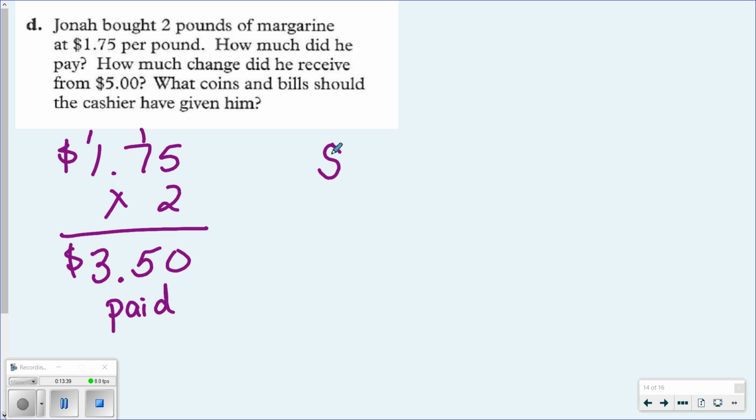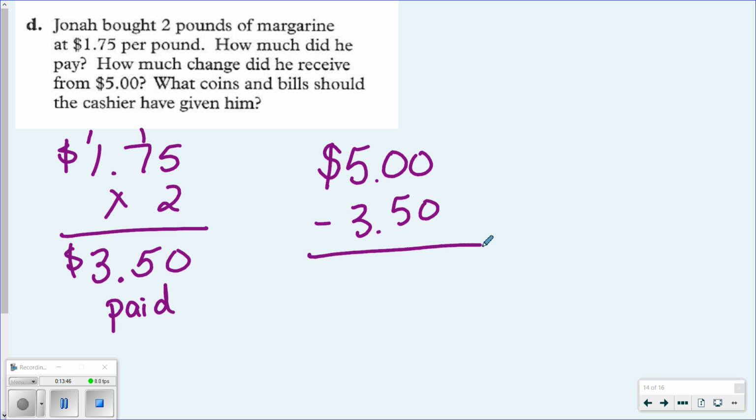So when we're finding change, we subtract. Alright. Bring down our decimal. Alright, so his change is going to be $1.50.